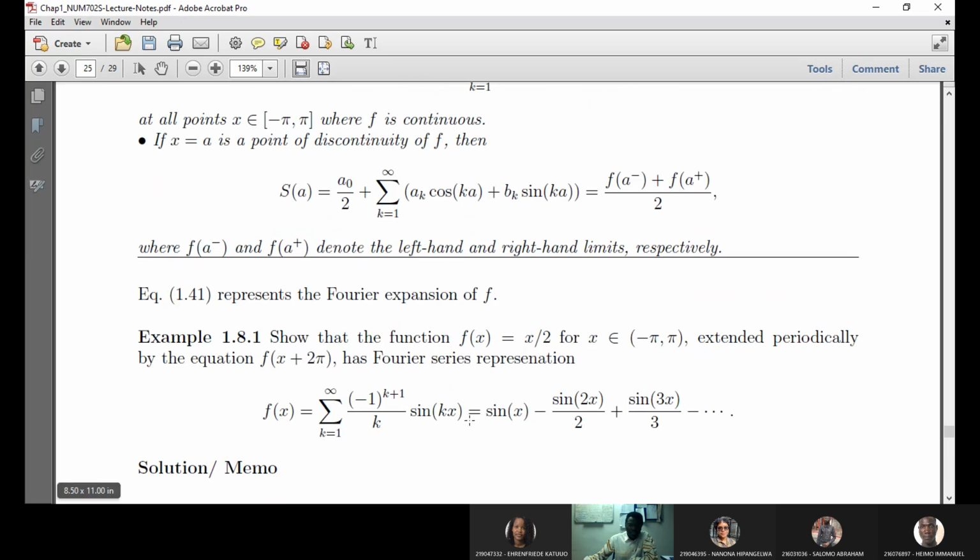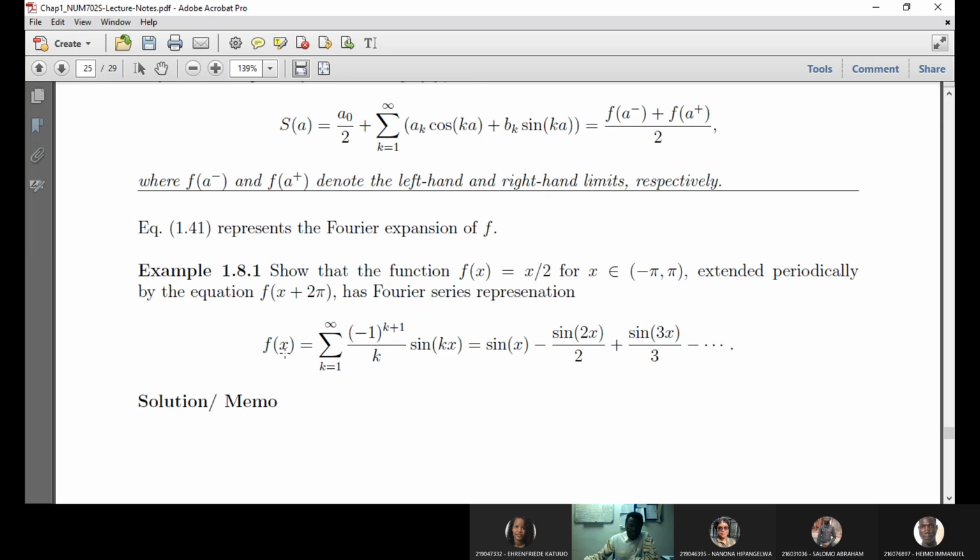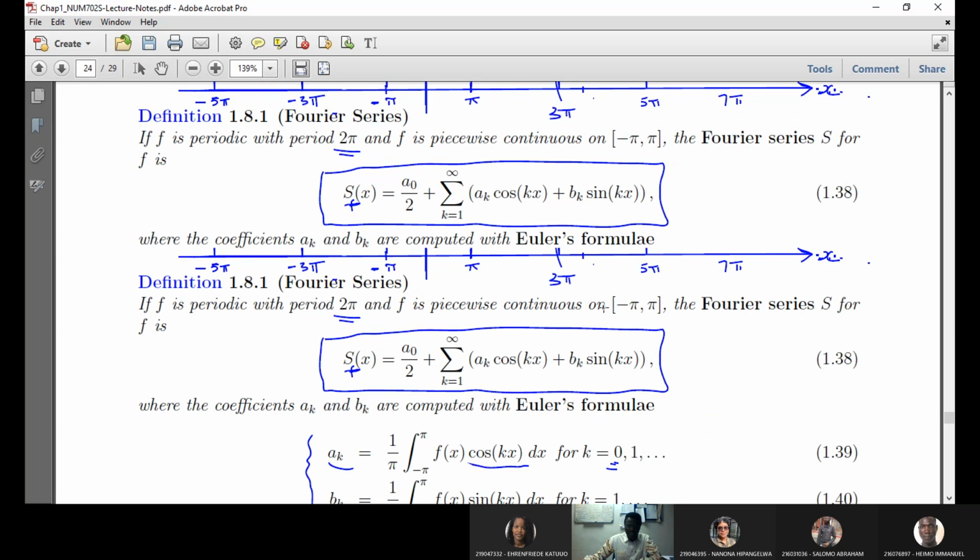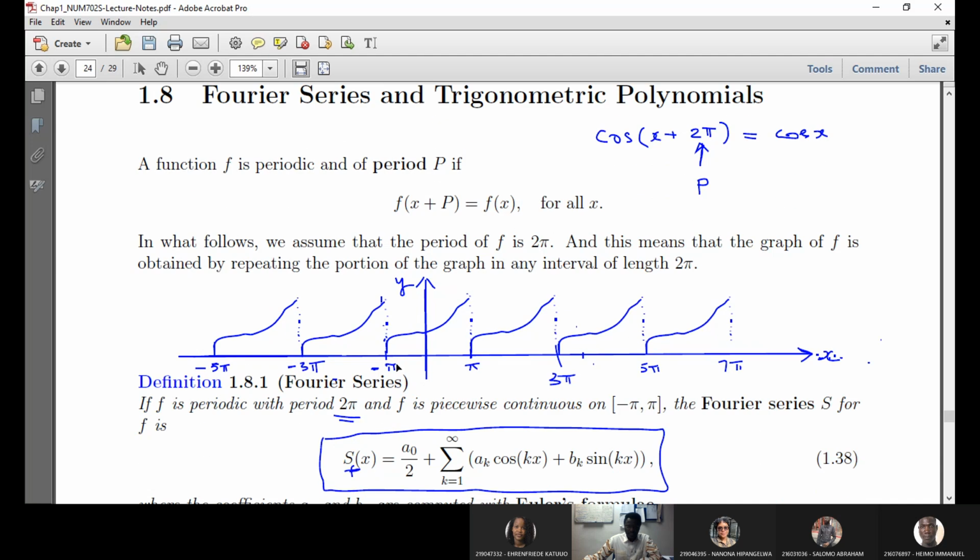Yesterday before we parted, we went through this example of the representation of the Fourier expansion of the function f defined by f of x equal to x by 2 for x in the interval negative π to π. And this definition is extended throughout the real line periodically, such that our function remains a periodic function of period 2π. To do that is easy. You can proceed in a similar manner if you look at this graph.